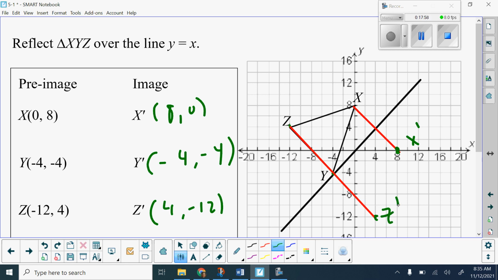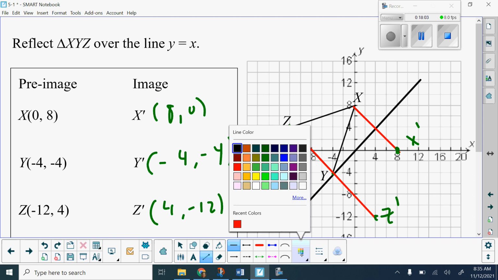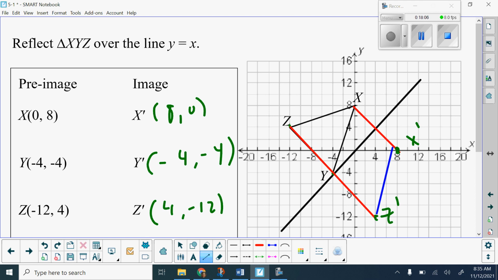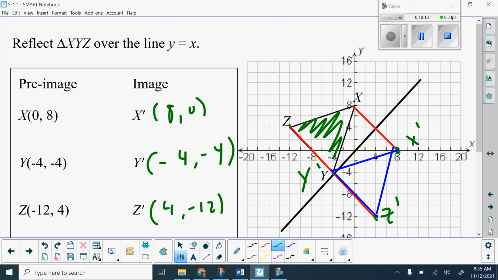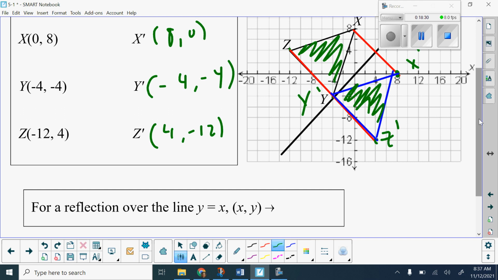And now I can actually connect to show you that reflection. So if I go ahead and connect to make the reflection, I can do that right now. And remember, the 1 at y didn't change, so that's also y prime. And now you can see that this triangle right here looks like it flipped over the line y equals x and became this triangle. So down here for this rule, for a reflection over the line y equals x, we're going to take x, y, and we're going to switch them. They become y, comma, x.